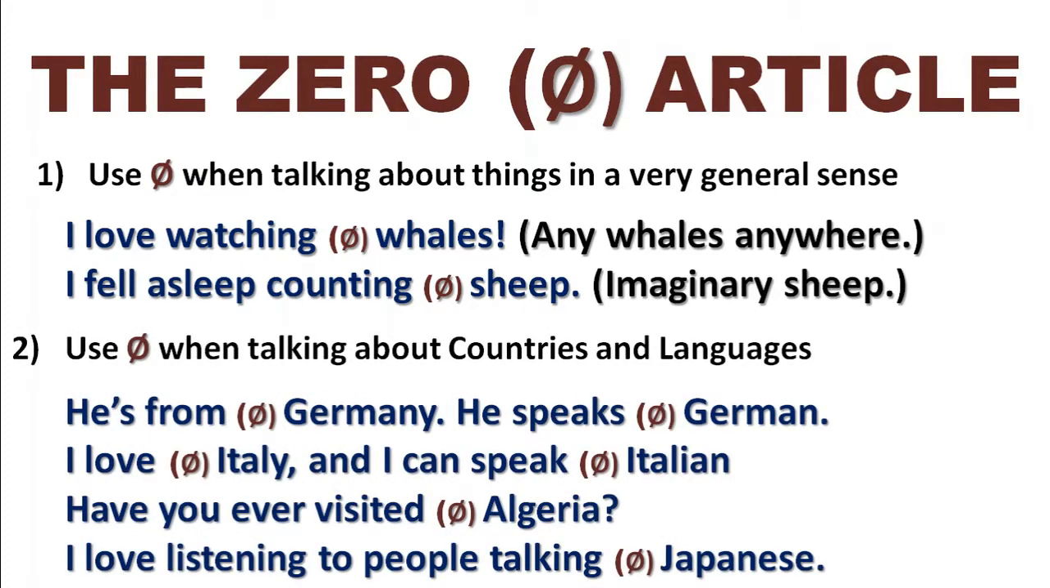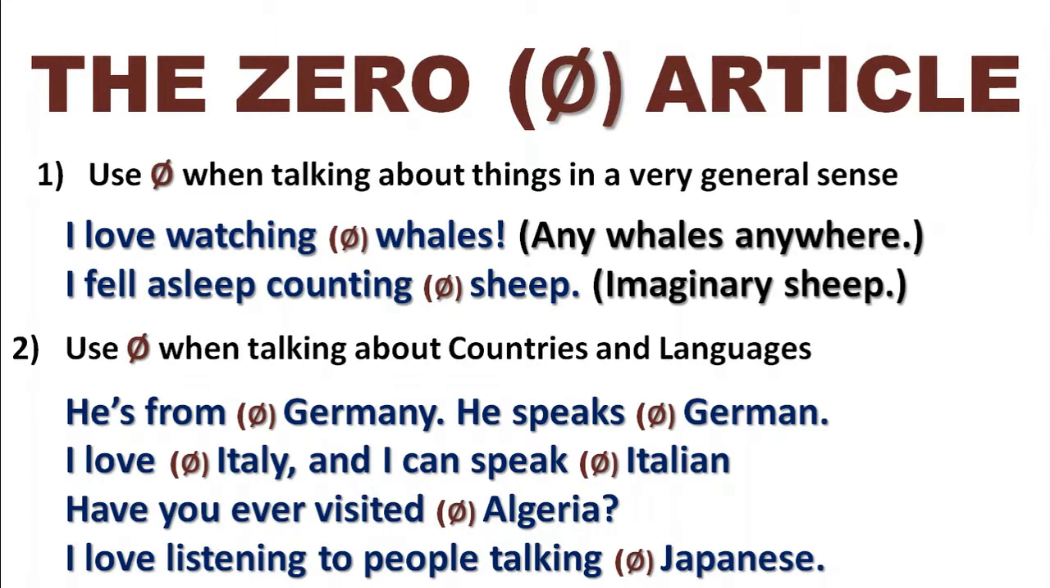We mentioned earlier on about countries. When countries take the plural form, we do use an article. The United States, the United Kingdom, the Philippines, that kind of thing, the Netherlands. But for most countries, we use the zero article option. He's from Germany. He's German. He speaks German. We don't use an article. I love Italy and I can speak Italian. We don't use it for the country or for the language.